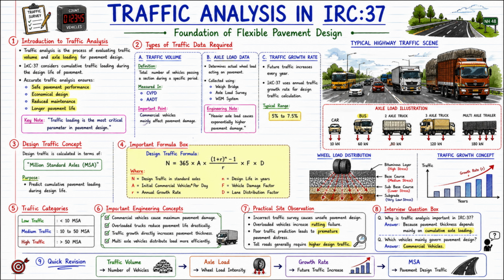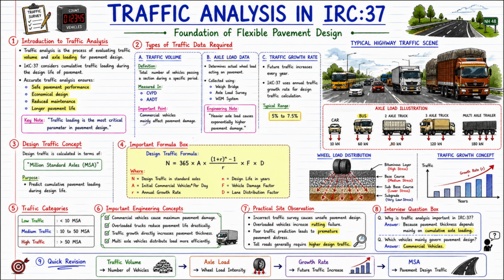Now let us look at the third topic of the slide: design traffic concept. It is written here. Design traffic is calculated in terms of million standard axles (MSA). Now this is the most important term. MSA, million standard axles. That is, how many standard axle repetitions will the pavement safely carry in its design life. In the next slides, we will understand MSA calculation step by step in detail.